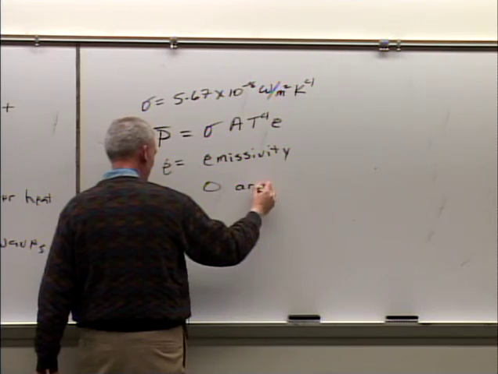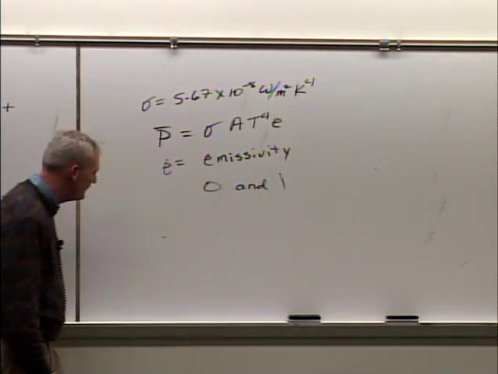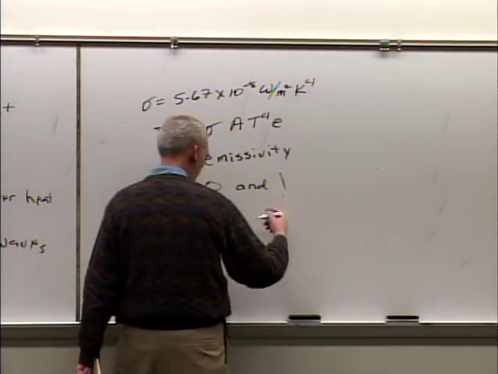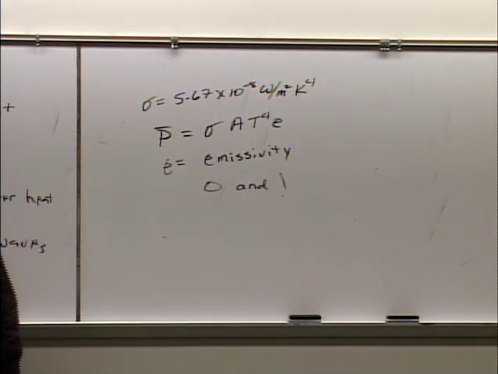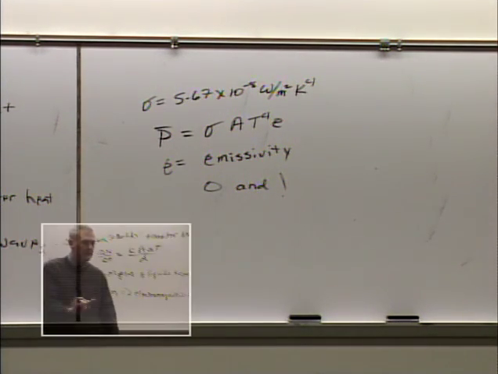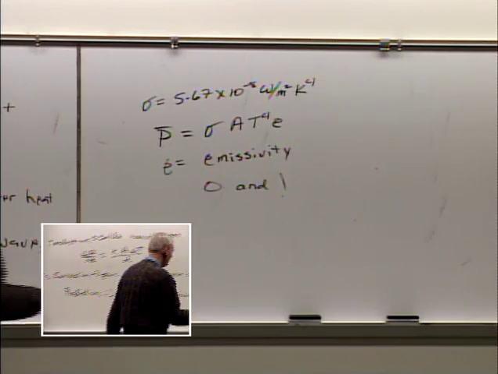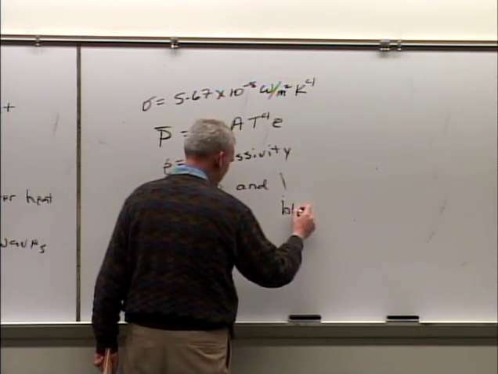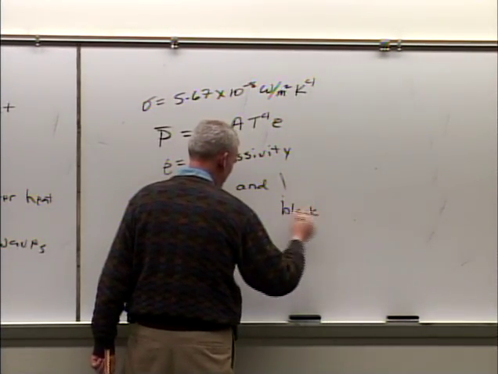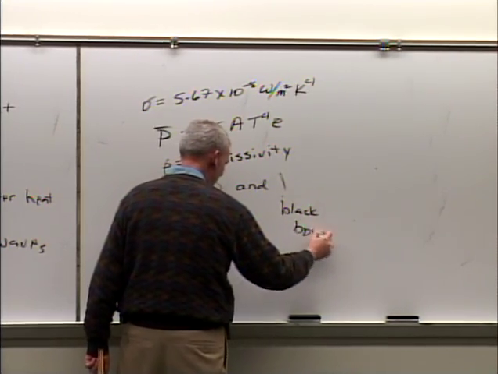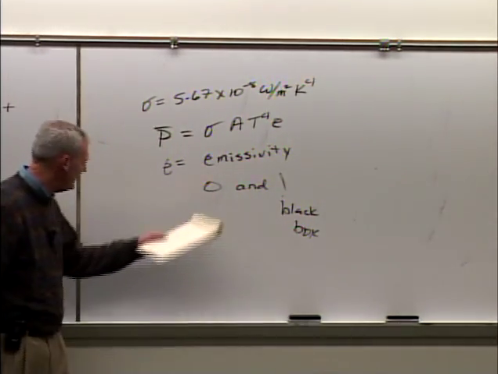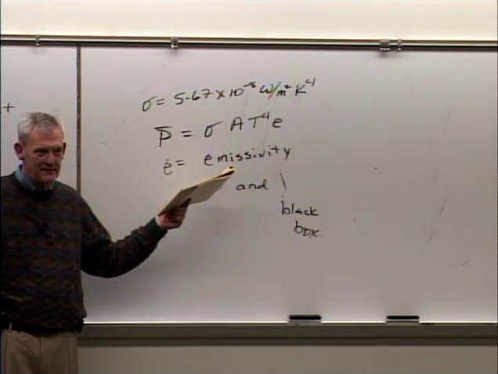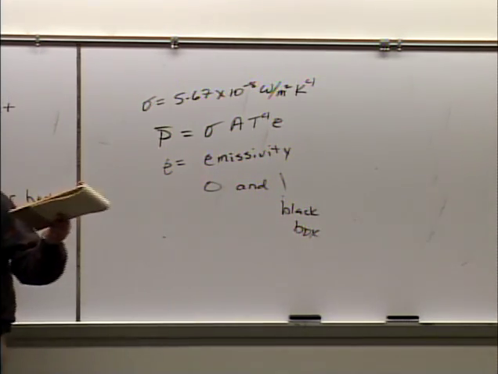And this is the last thing we'll talk about. An emissivity of 1 is a perfect absorber of radiation and a perfect emitter, a black box. An emissivity of 0 completely reflects any radiation. It doesn't take on anything.